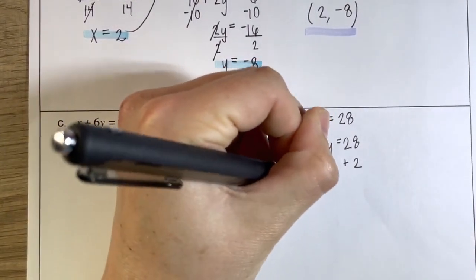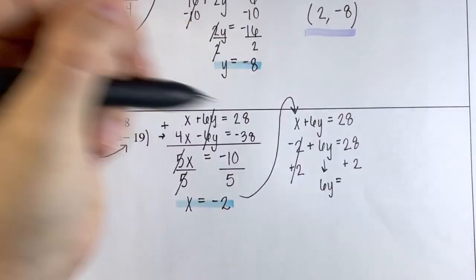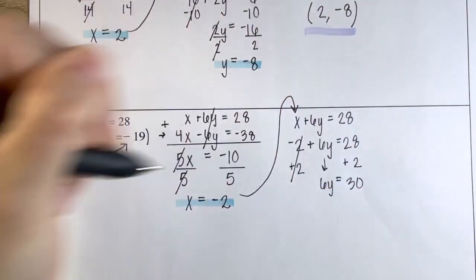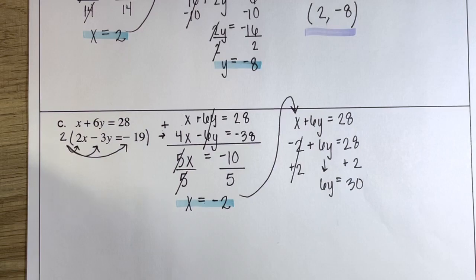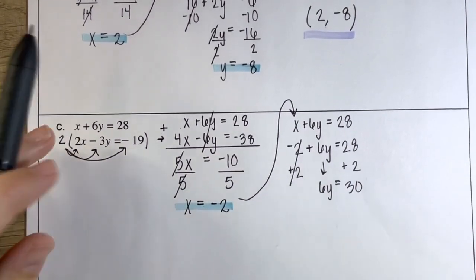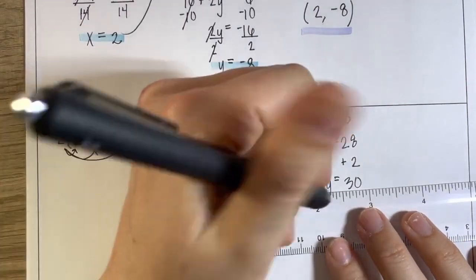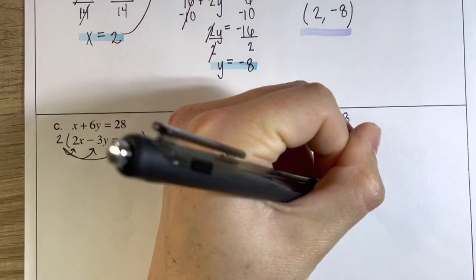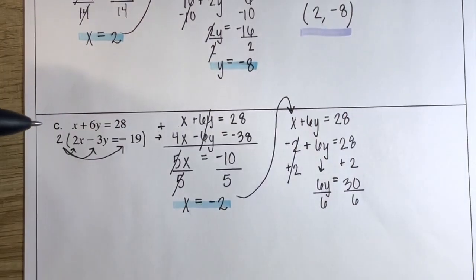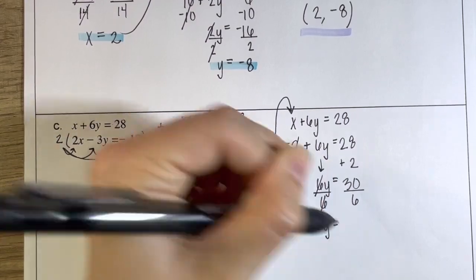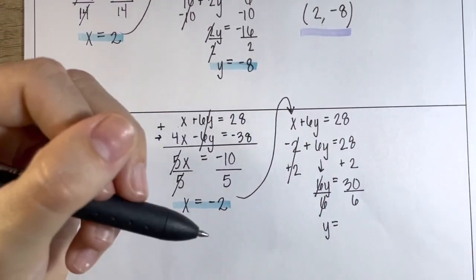I need to bring down the 6y. And then 28 plus 2, that's 30. So 6y equals 30 is my new equation. I want to cancel out multiplying by 6, so I can do so by dividing both sides by 6. Six divided by 6 cancels out. I'm left with y equals, and then 30 divided by 6, that's 5.